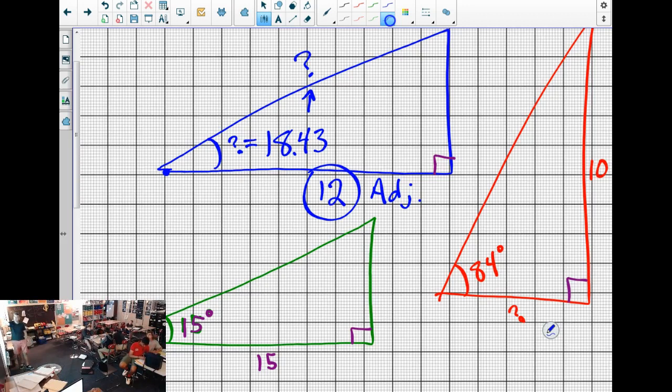This was absolutely not what I was planning to do today, by the way. Cosine relates adjacent and hypotenuse, right? As we just talked about, SOH-CAH-TOA. CAH: adjacent over hypotenuse. Sine would compare opposite and hypotenuse. So if I put in cosine of 18.43 equals 12 over my unknown hypotenuse.